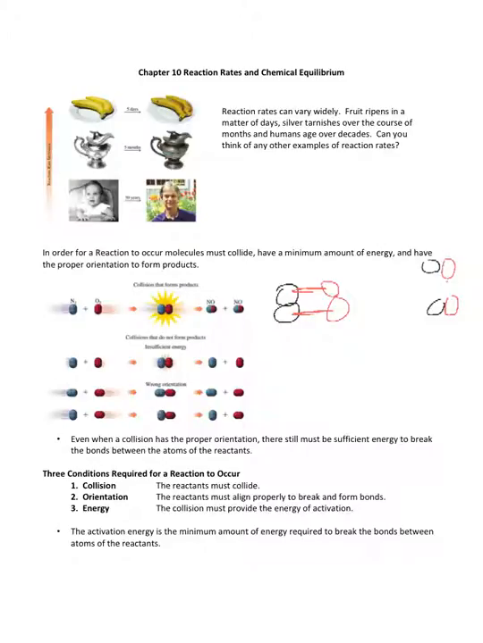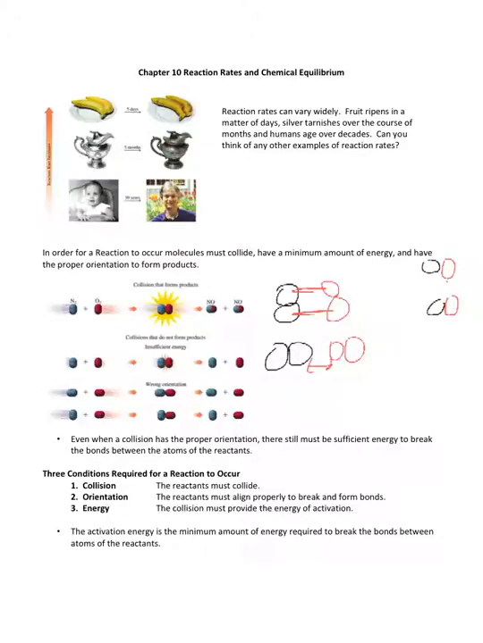However, if your two molecules are facing this way and they collide with each other, you get nothing. So orientation is the direction that the molecules are facing. And in order for a reaction to occur, they must be facing in the correct direction. So they have to collide and they have to be facing the right way.